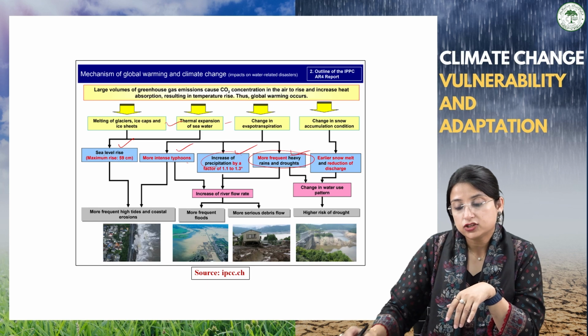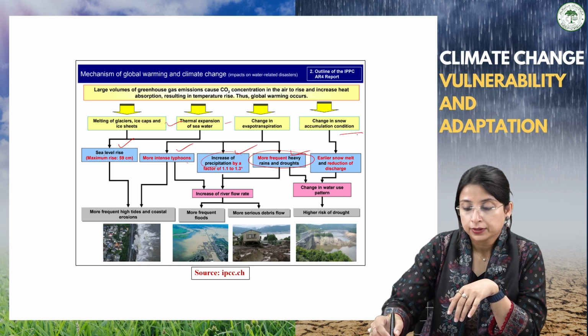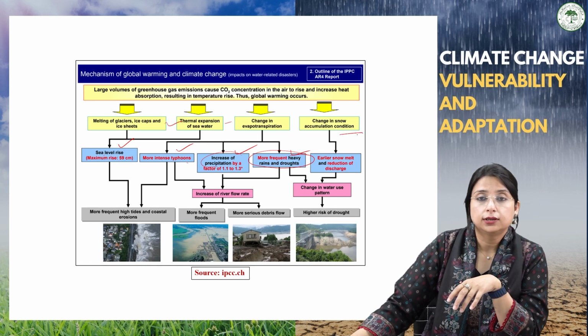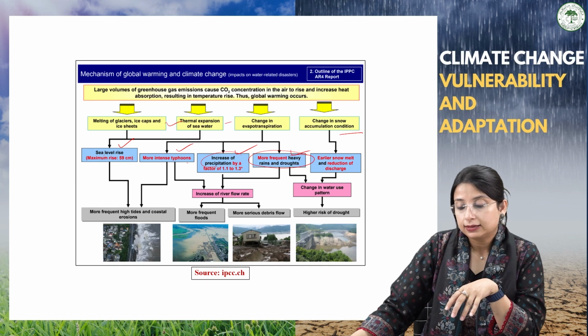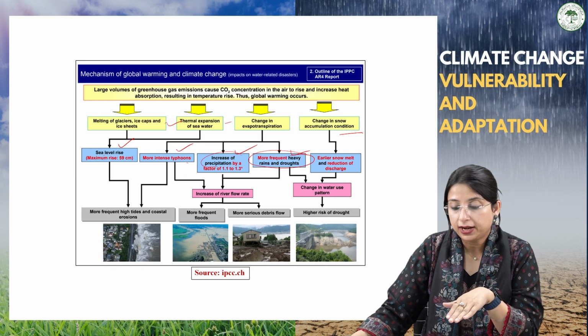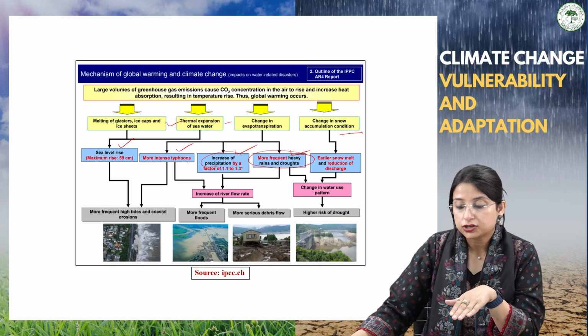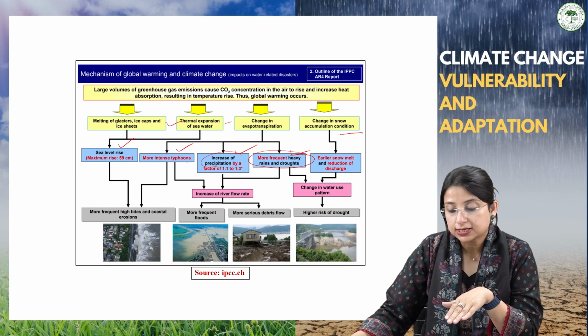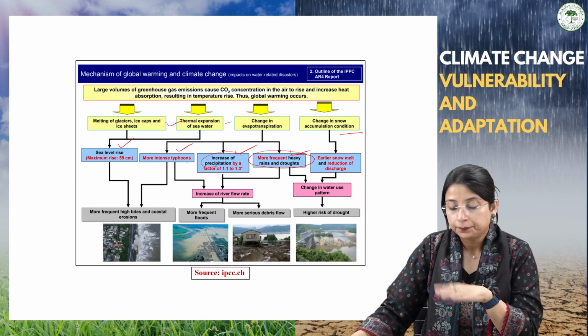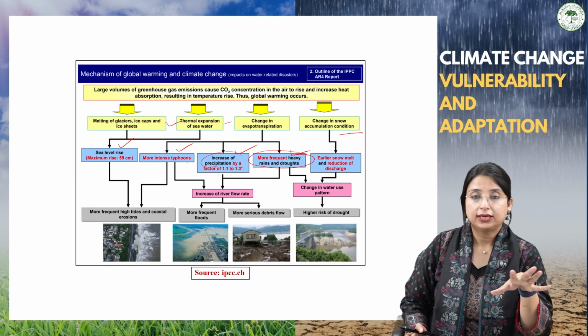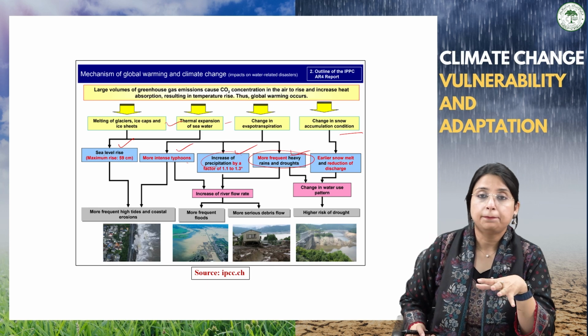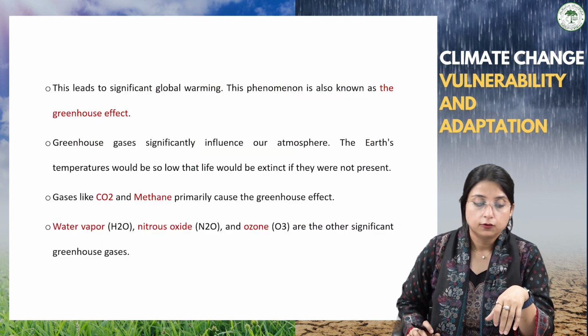Then we can say change in snow accumulation condition, that is also the result of global warming, and that leads to earlier snow melt, particularly reduction of discharge, which changes the water use pattern. So, these are a few of the impacts of global warming.